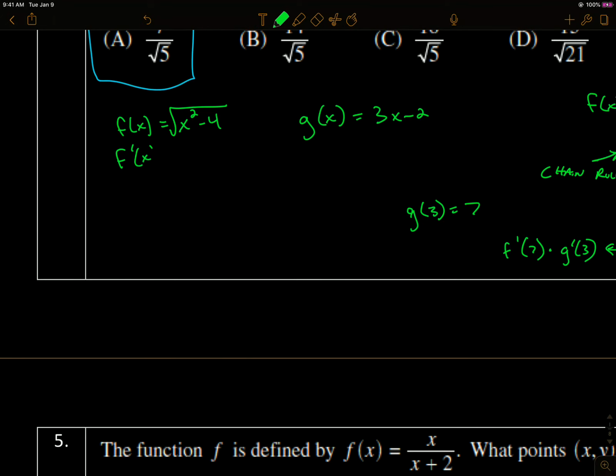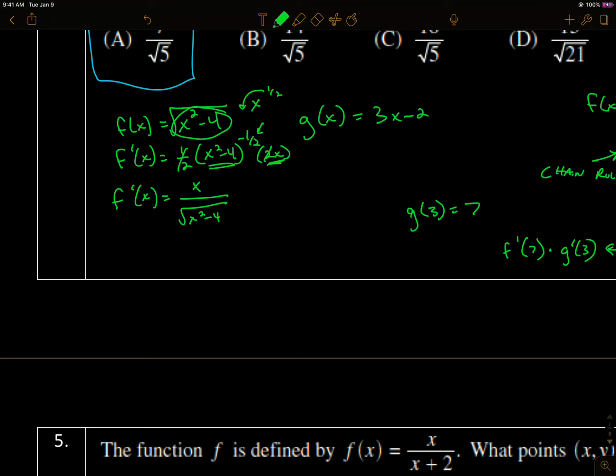So f prime of x is chain rule. So the inner function is x squared minus 4. The outer function is x to the 1/2. So I do my power rule. I bring the 1/2 down. I recopy the inner. I reduce the power by 1. This is the 2x, the times the derivative of the inner. So if I simplify that, the 2 and the 1/2 equal 1 when I multiply those. So I've got x over the square root of x squared minus 4.